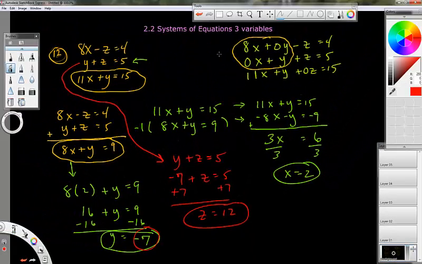But it all comes back to this principle right here, which you don't have to write this each time. But when we start talking about matrices, you eventually will. And I'll show you how to do this problem on the calculator too, which is awesome.